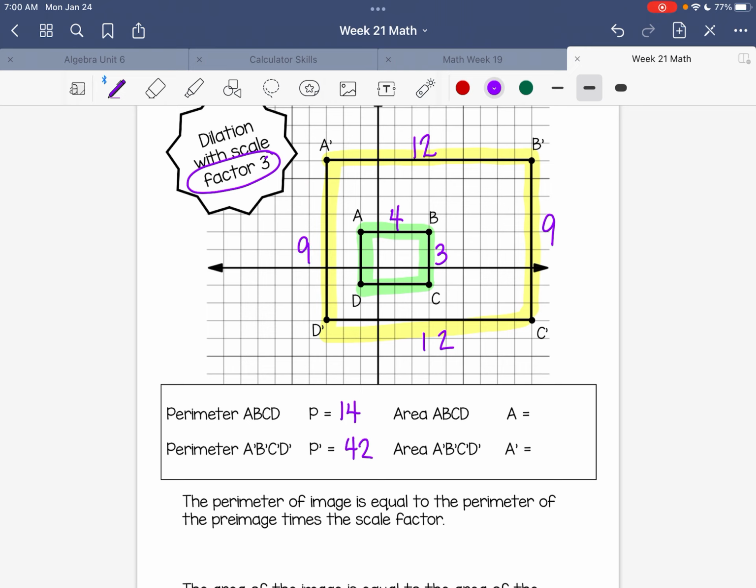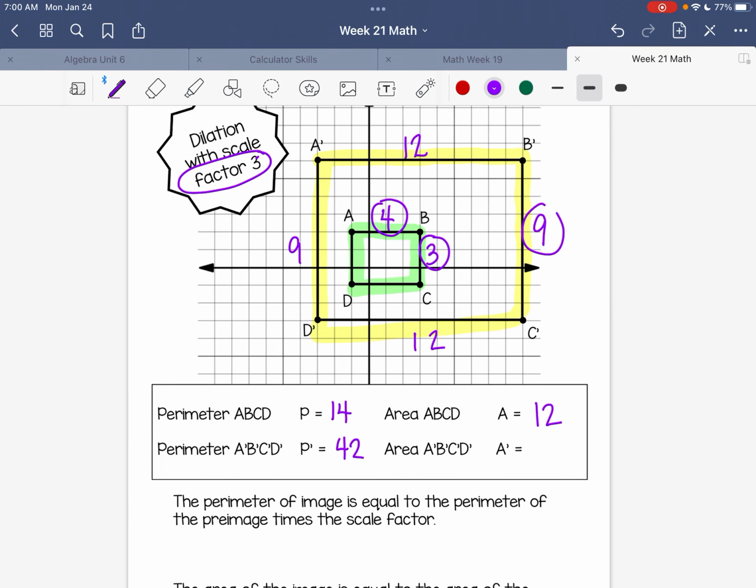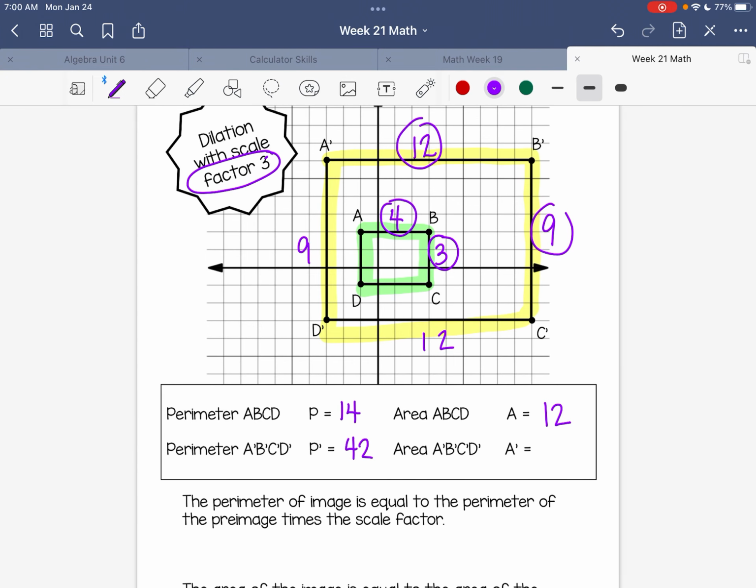And then the area of the original figure is 3 times 4, which is 12. The area of the dilation is 9 times 12, which is 108. So you can see that number is a lot bigger.